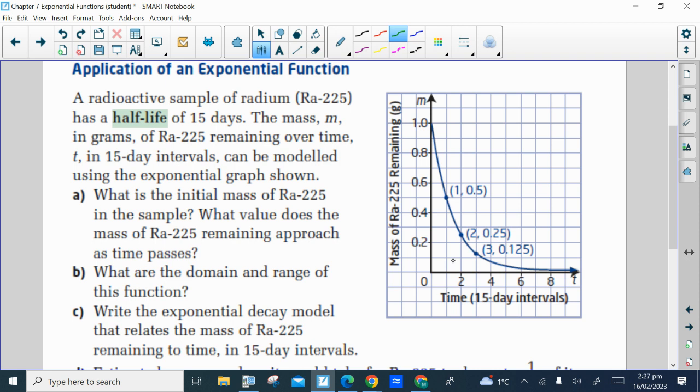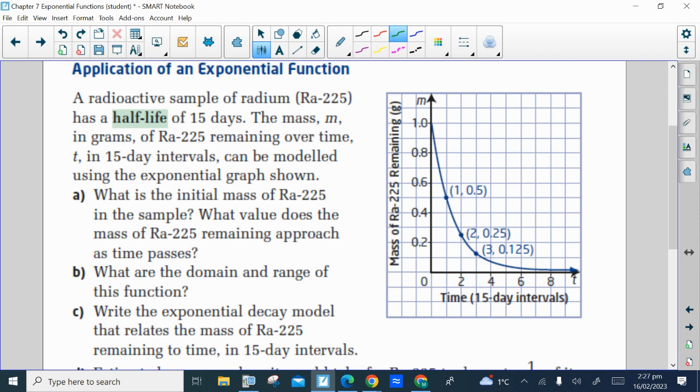So again, if you look at the graph, the scale along the x-axis or t-axis is the number of 15-day intervals. So 1 means one 15-day interval. And that's why the mass that we started with was 1 gram. And then when t is 1, which is one 15-day interval, there's only half a gram because the half-life is 15 days. Every 15 days, there's half of what there was the previous 15 days. So 2 means we've actually gone 30 days now, and 3 means we've actually gone 45 days now. And each time, the mass remaining is cut in half.